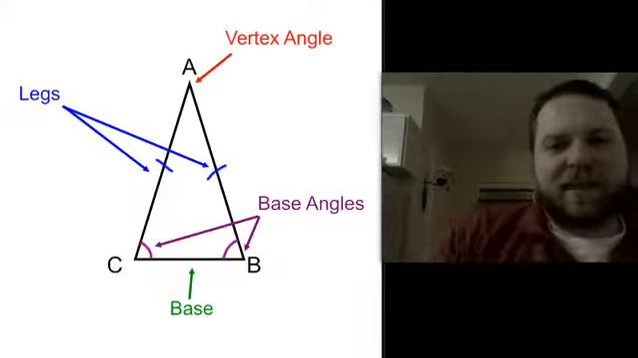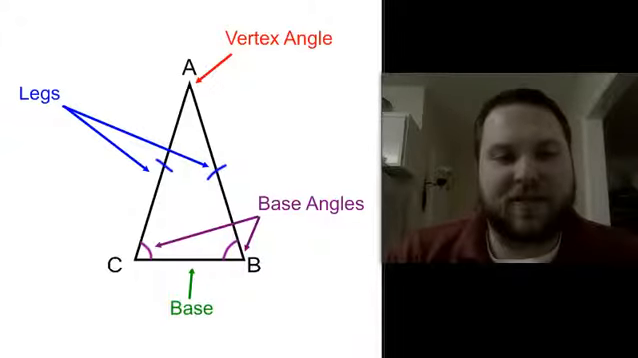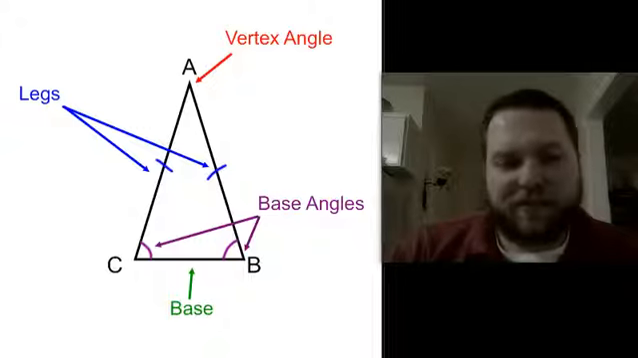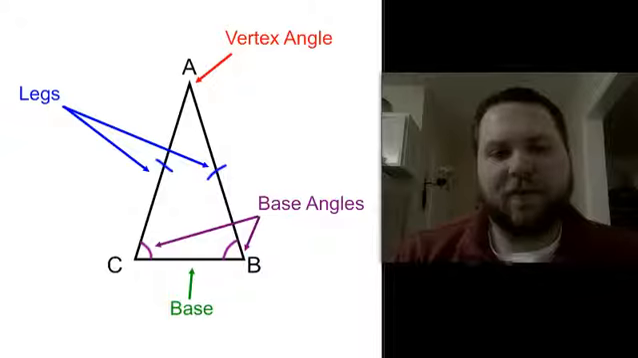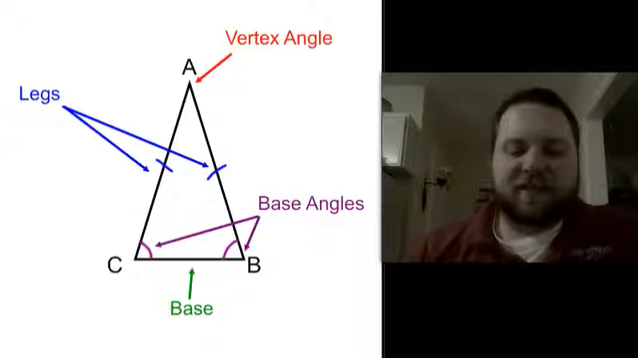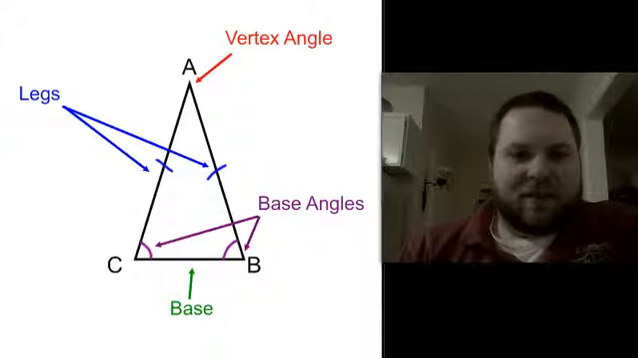And you'll need to be able to identify all of these parts on a diagram of an isosceles triangle. So remember, legs are the congruent sides, base angles are the congruent angles, the side that is not equal to the others is called the base, and the angle not equal to the others is the vertex angle. So you need to know those parts of an isosceles triangle. You also need to know this kind of interesting fact.